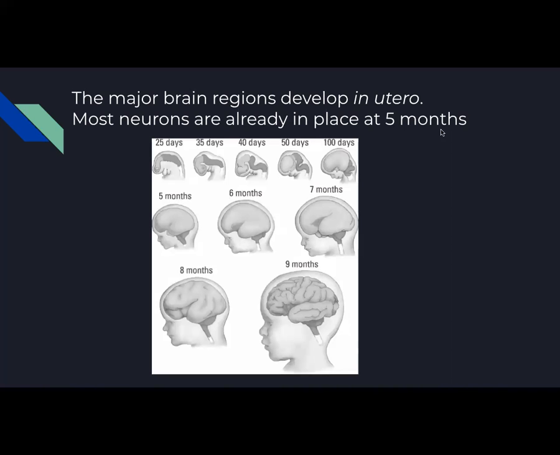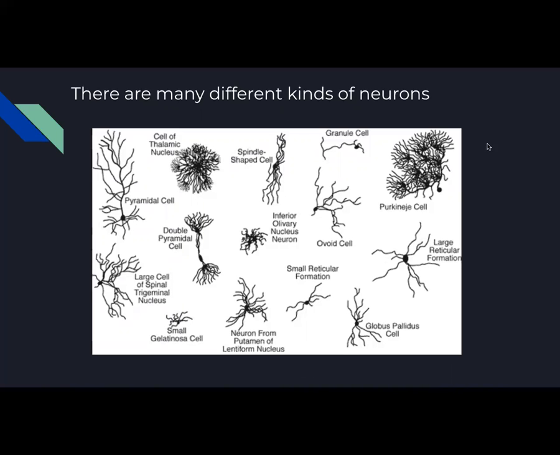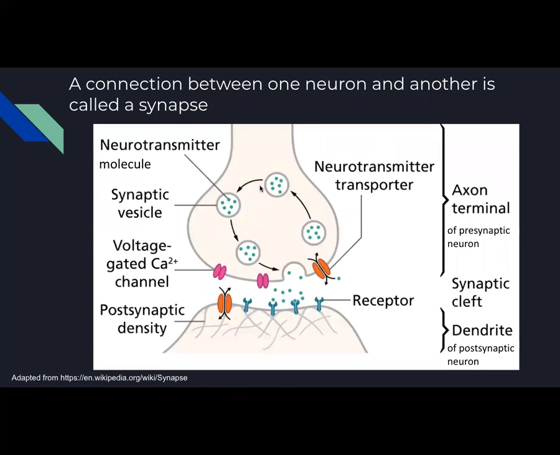And so the brain develops in utero, and most of the neurons are already in place at 5 months. And there are many different kinds of neurons inside the brain, and they all have different functions and different types of processing modalities that they have. And neurons communicate between each other using synapse connections. That's one of the most prominent ways of connecting.